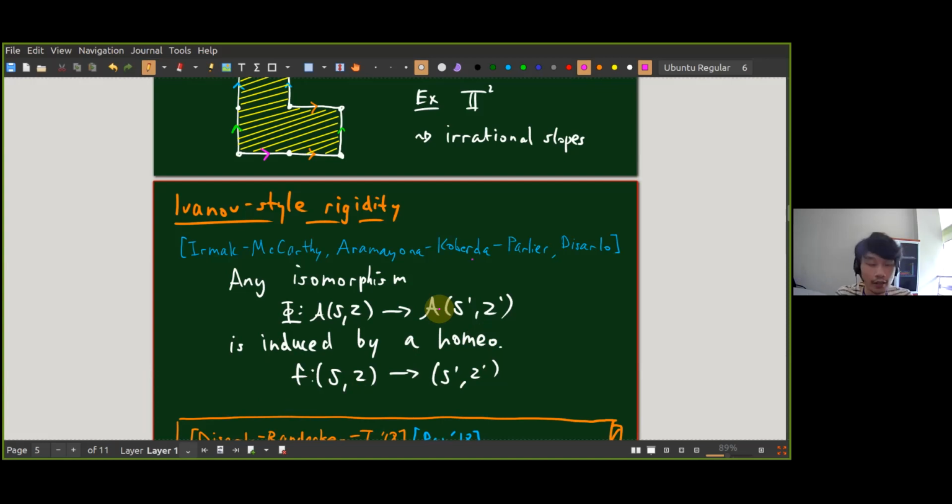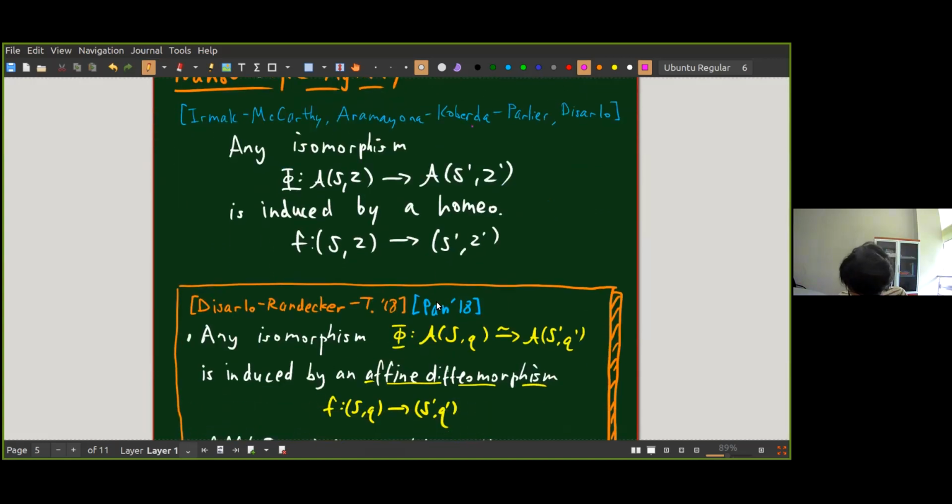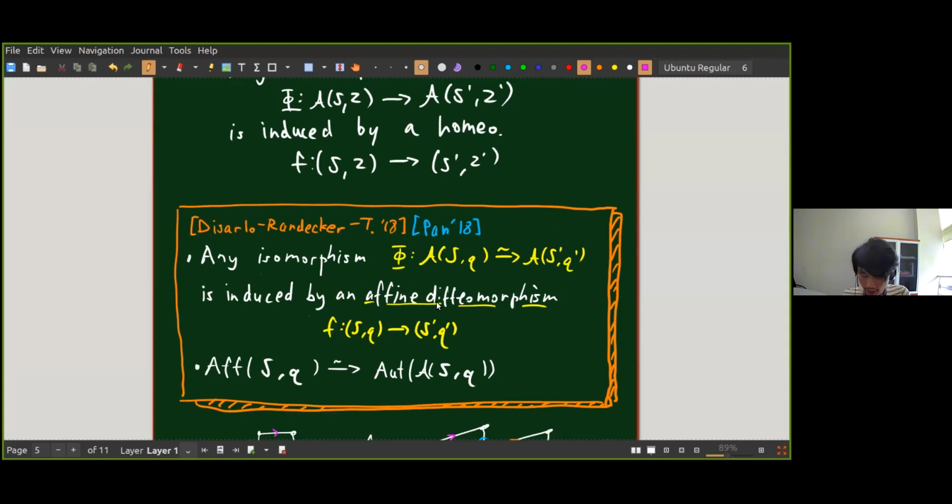Then we can ask the same question about saddle connection graphs. If I give you two saddle connection graphs, I don't know what the underlying surfaces are. I don't know what the genus of those are. Can I say anything about those two surfaces? We have an answer to this question. This was done independently by myself, Valentina Disarlo, and Anja Randecker, and simultaneously by Huiping Pan.